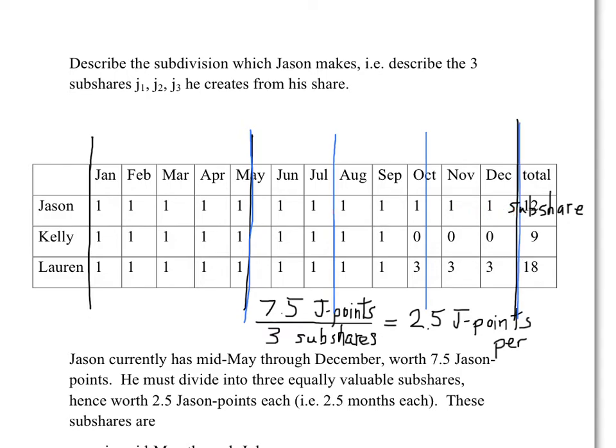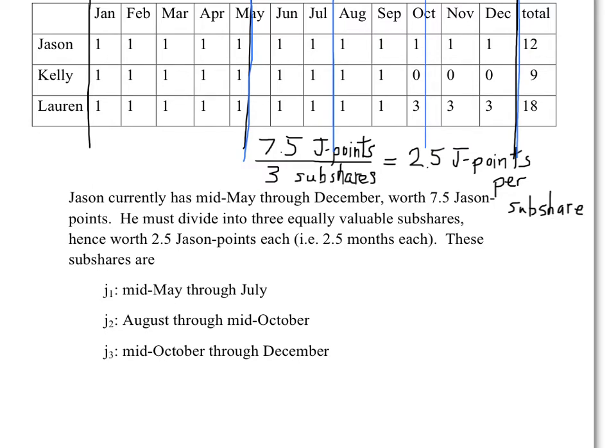And we'll label these J1, J2, J3 to be consistent with our earlier notation. As we did for Kelly, we can write out Jason's subshares in this way. J1 is mid-May through July, J2 is August through mid-October, and J3 is mid-October through December.